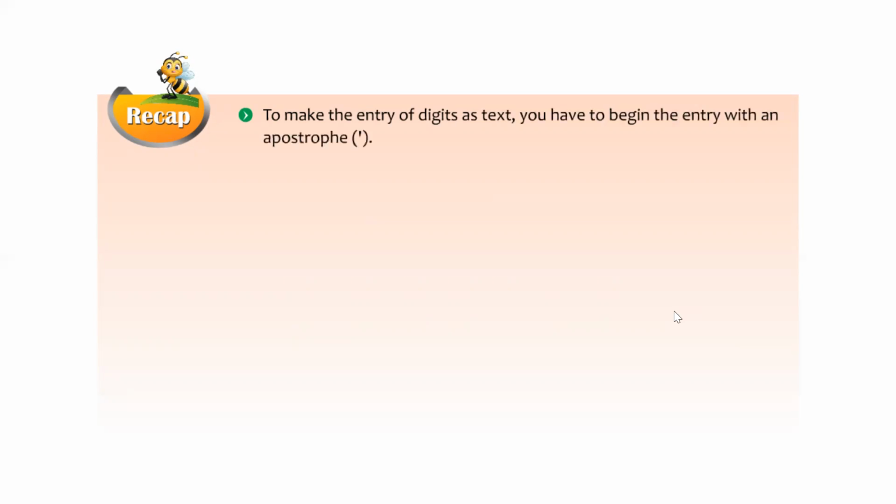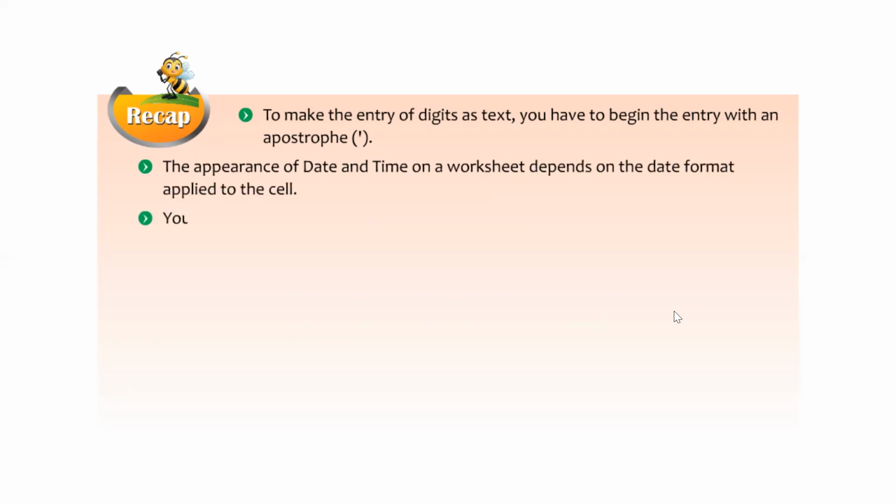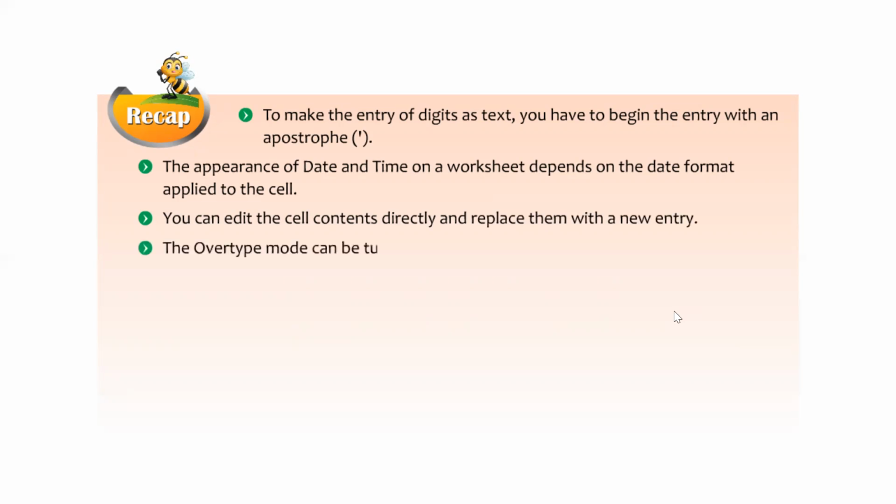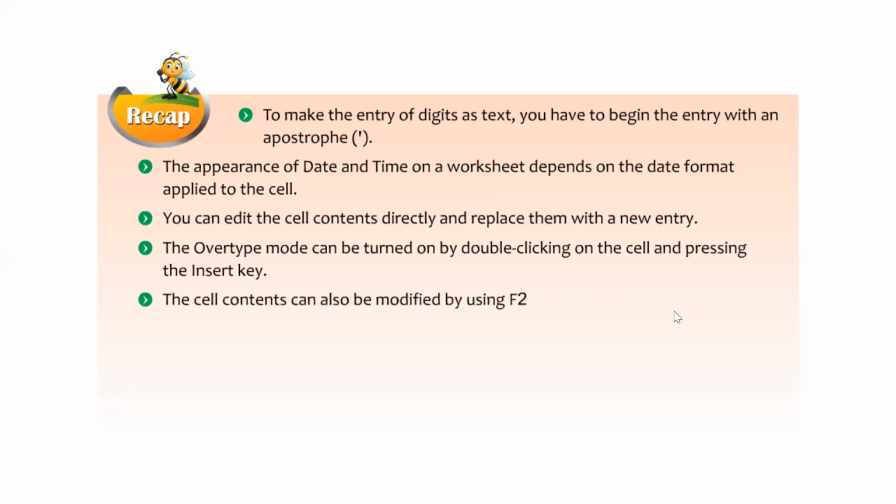Let us quickly glance through the key points discussed in this chapter. To make the entry of digits as text, you have to begin the entry with an apostrophe. The appearance of date and time on a worksheet depends on the date format applied to the cell. You can edit the cell contents directly and replace them with a new entry. The overtype mode can be turned on by double-clicking on the cell and pressing the Insert key. The cell contents can also be modified by using the F2 key.